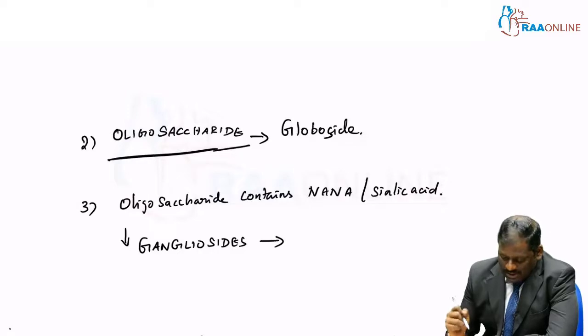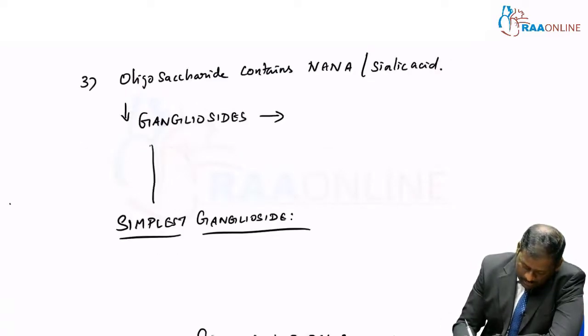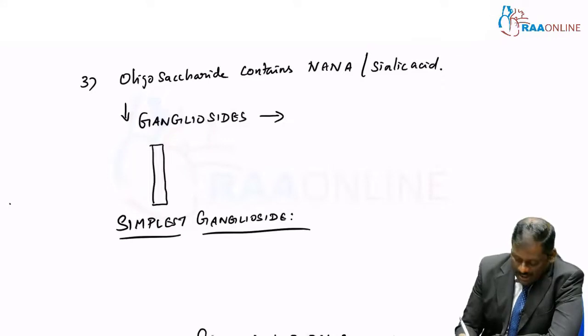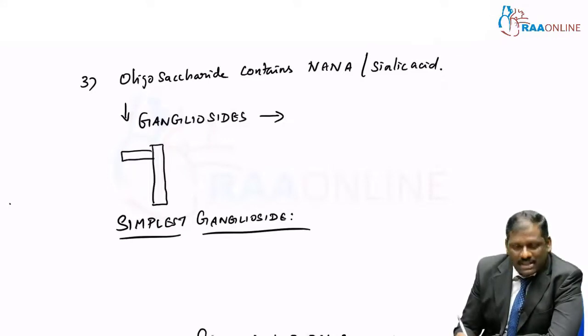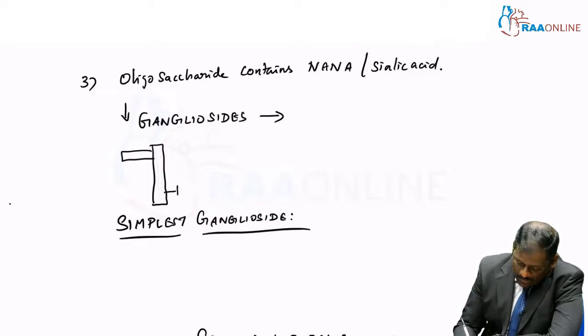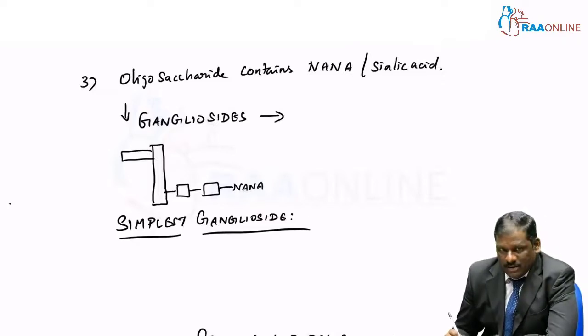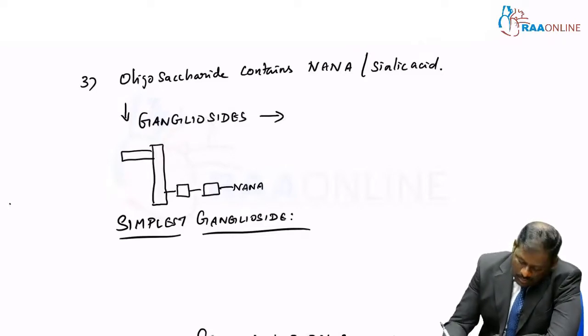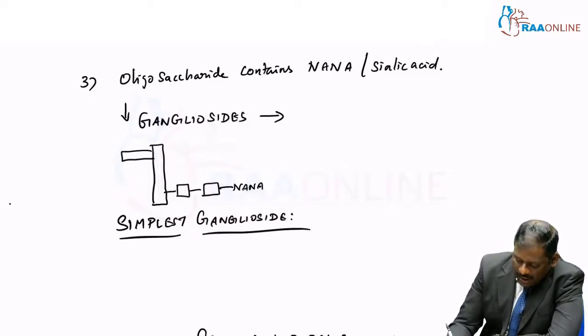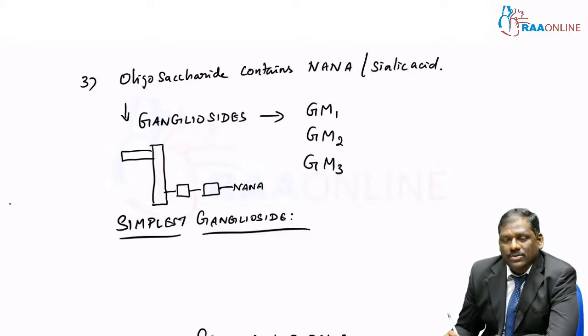The structure will be: we have the central sphingosine alcohol here, we have the fatty acid here, and the oligosaccharides here, and finally there will be sialic acid attached to one end. This will be the structure for gangliosides. These are called gangliosides, and they are named GM1, GM2, GM3 and so on.